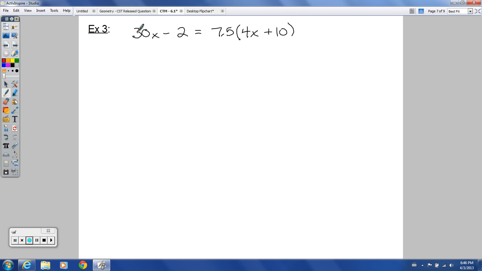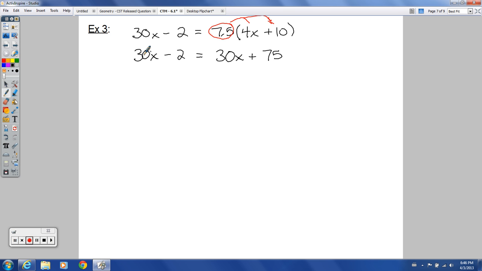And so at this point, nothing to do over here yet. I do need to distribute this though. So let's circle that in our different color and show that distribution. That's going to be the same thing over here, 30x minus 2. But on the right side, this will be 30x. 7.5 times 4 is 30. So I have 30x, and then move the decimal one place. When we multiply by 10, you'd have 30x equals 75.